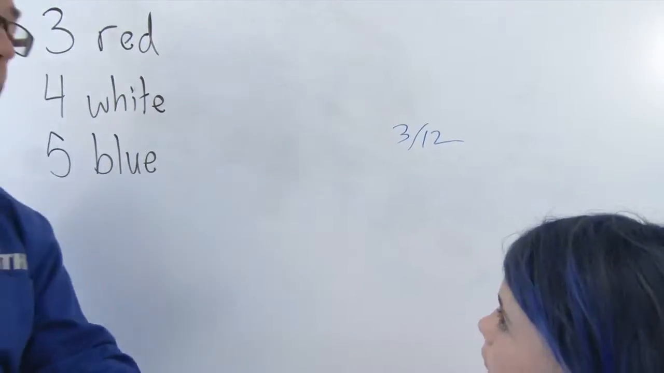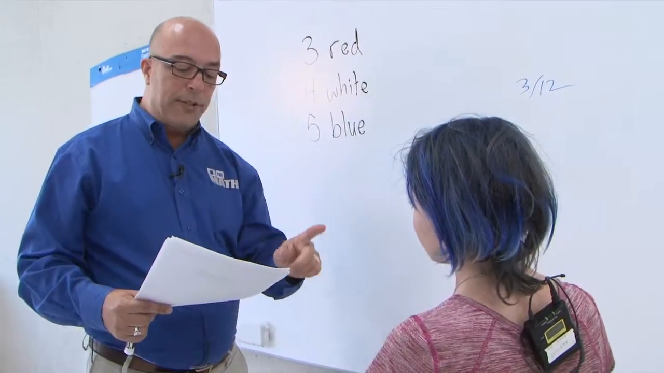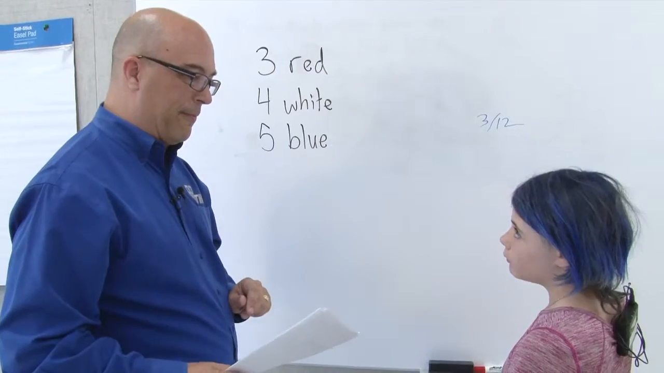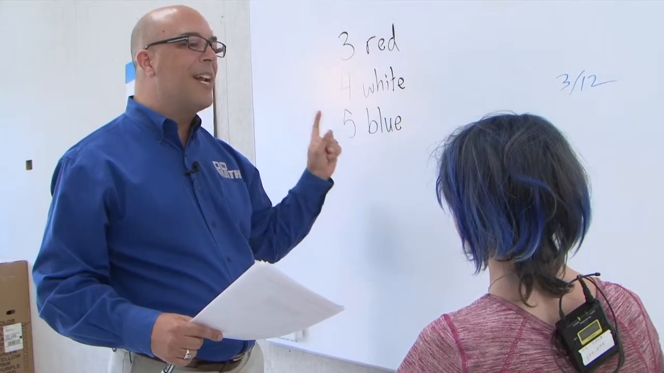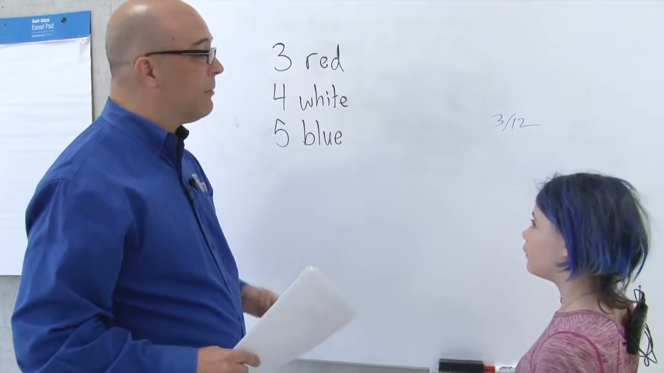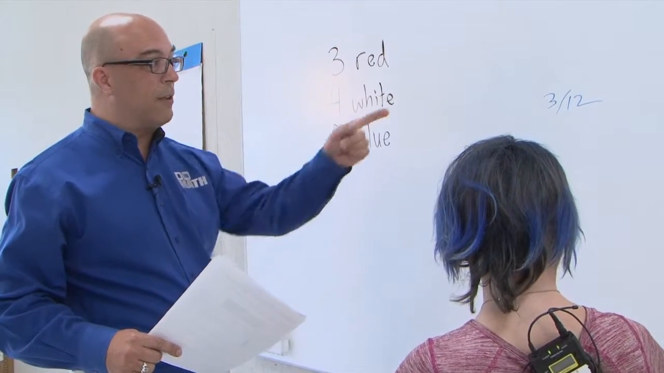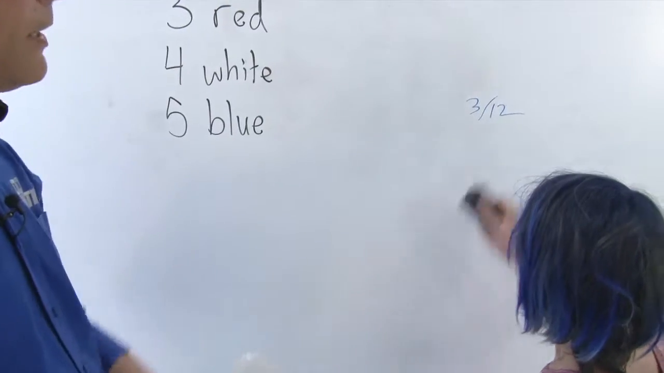So I want to read the question to you once again. What is the probability that the marble is not red? So how many are not red? 9, so it'll probably be 9 out of 12. 9 out of 12. Okay, so you want to fix that one up there? Okay. All right.